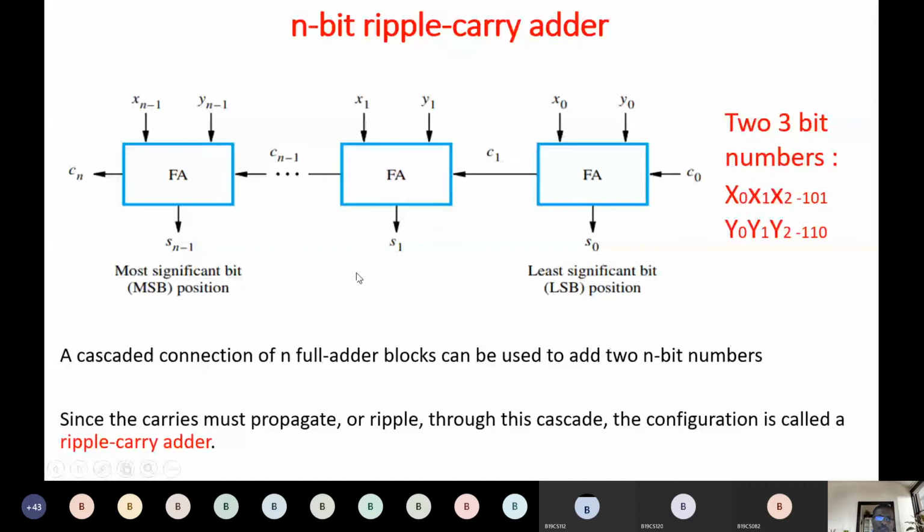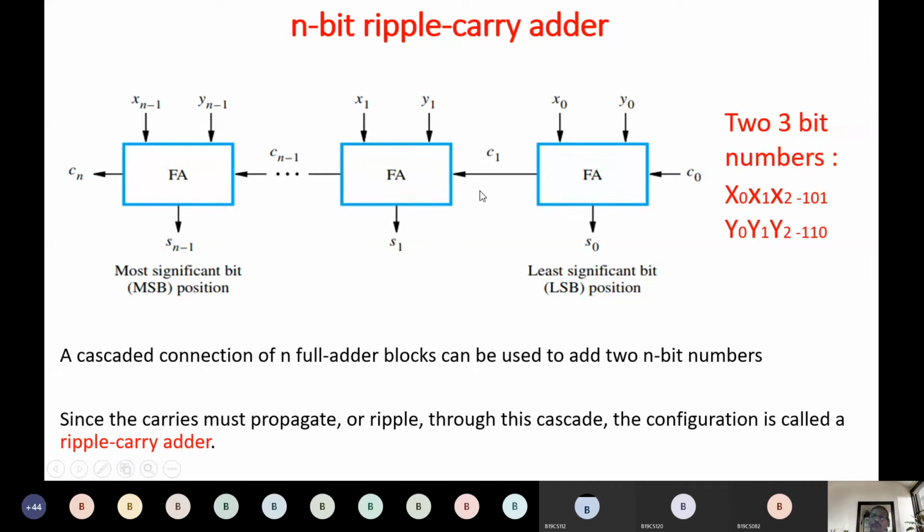So using this n-bit ripple carry adder, we can add 3-bit binary numbers, or two 4-bit binary numbers, or two 5-bit binary numbers, and so on. For example, I have two 10-bit binary numbers. If I want to add these two 10-bit binary numbers, how many full adders are required?